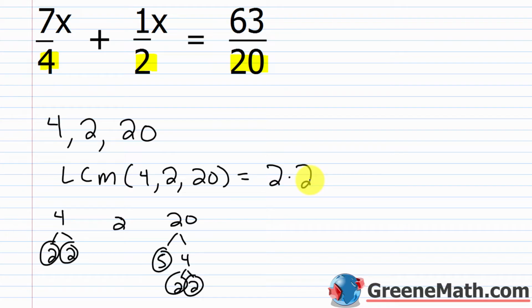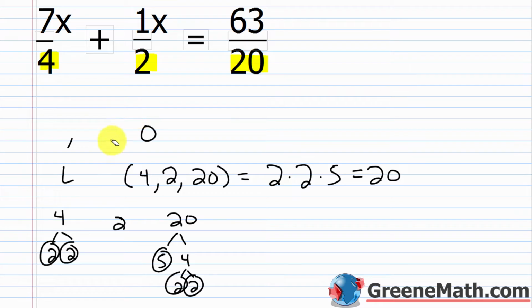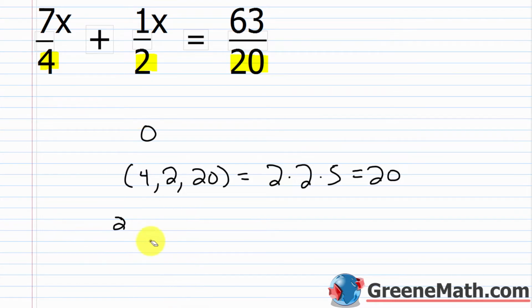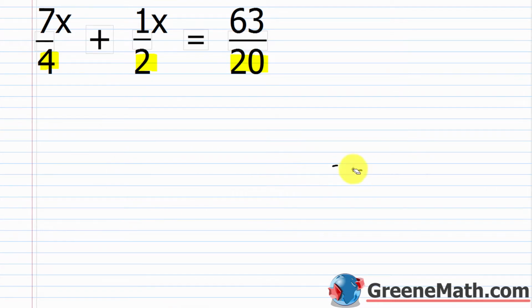All right, now the next thing I want to put in here, I have a 2 and a 2. I only have a 5 left to put in. So throw in a 5, and 2 times 2 is 4. 4 times 5 is 20. So the LCM for 4, 2, and 20 is 20. That means my least common denominator here is 20. Now, once I have figured that out, all I do is multiply both sides of the equation by that, and the fractions will go away.